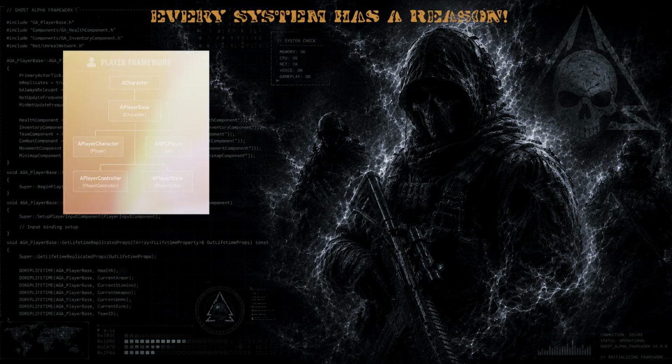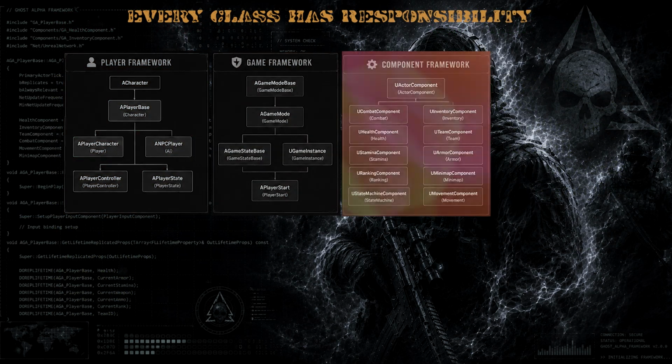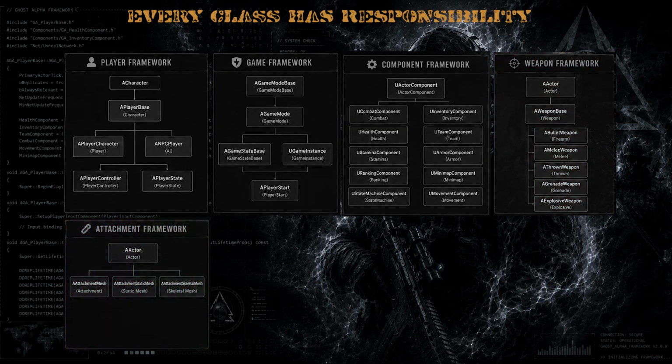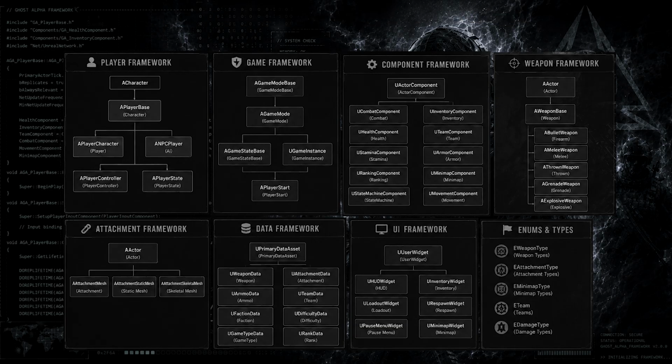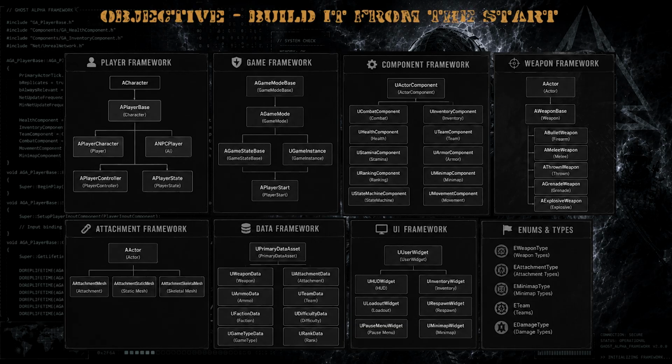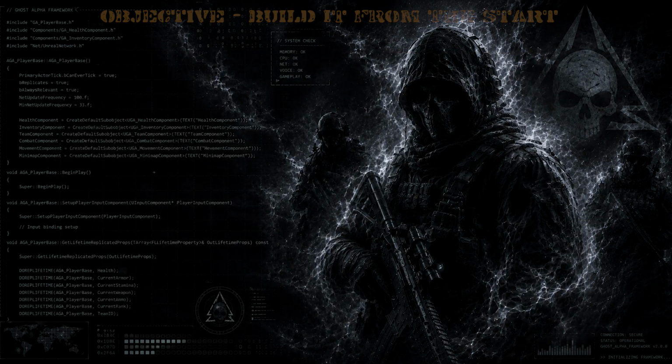Every system should exist for a reason. Every class should have a clear responsibility, and every gameplay system should scale cleanly as the framework grows. Professional game development is largely about getting the architecture as close to correct as possible from the start.